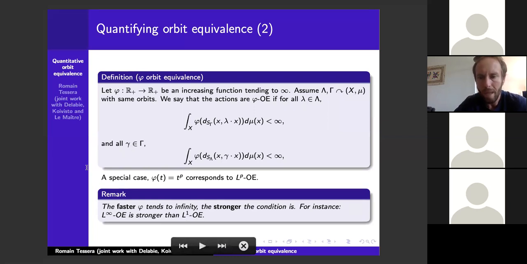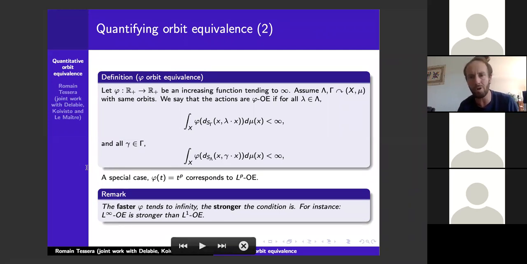Okay, so now I'm going to go one step further. I define LP OE, and I'm going to just pick any function, okay, phi, and I'm going to ask my function phi to be increasing and to tend to infinity. So for instance, you may think of a logarithm function, an exponential function, an exponential of an exponential, a logarithm of an iterated logarithm, and so on. So a very, very slow function or a very, very fast function, okay?